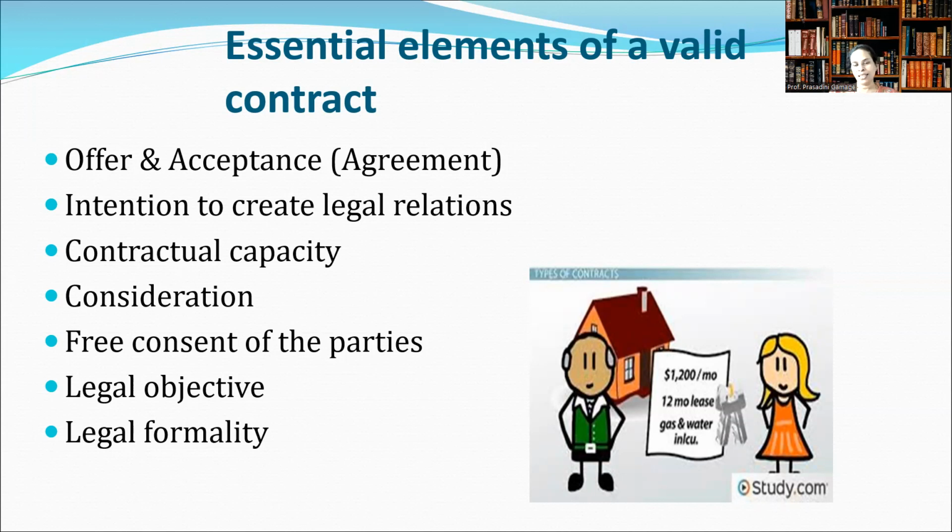Then the next one is free consent of the parties. Whenever you make a contract, you have to get the free, independent consent from the other parties. If you obtain it by pressuring someone else, it is not a valid contract.